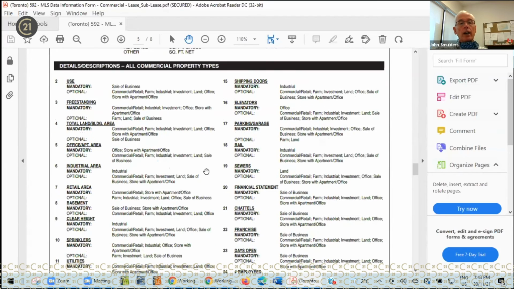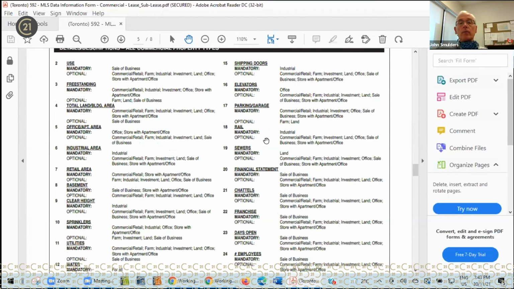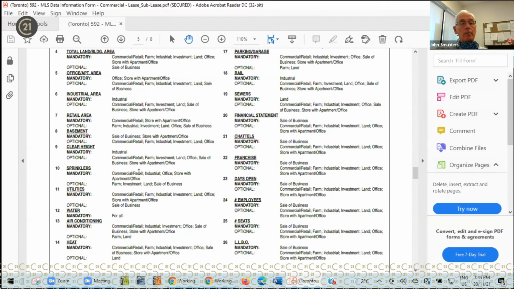And you will see once again, here we go. So if you are leasing out an industrial property, number 18, you must put down the rail line situation. It's optional for the rest of them. If you are leasing out an office, you have to answer number 16. Elevators, mandatory, optional for everybody else. All right. Let's see here. Office, mandatory. You have to click office door or apartment office, and optional if you have to click the area for that. What else?